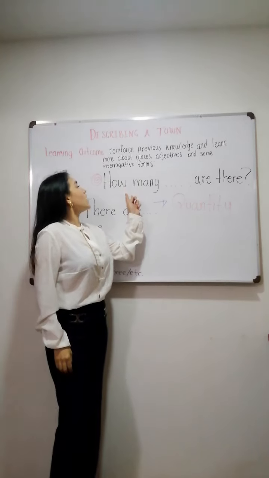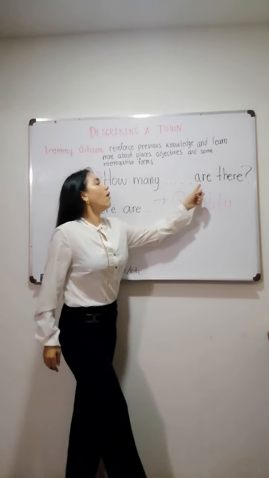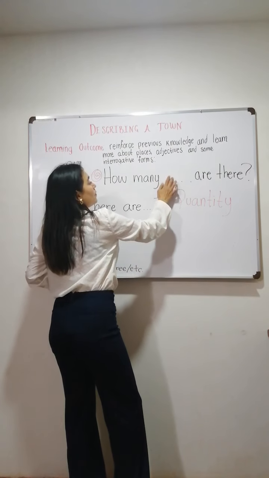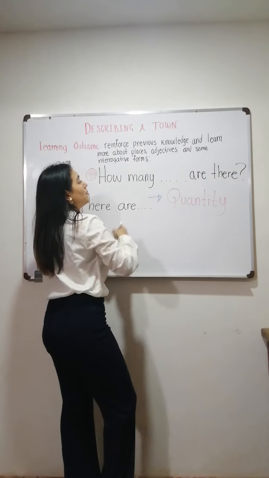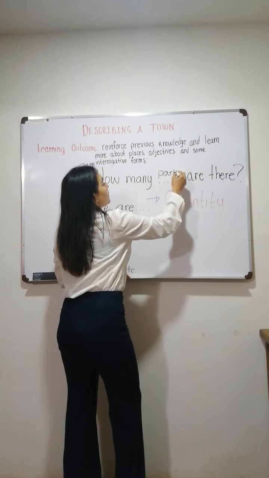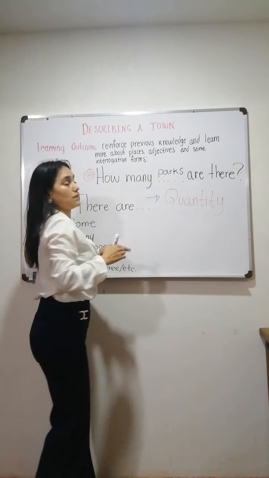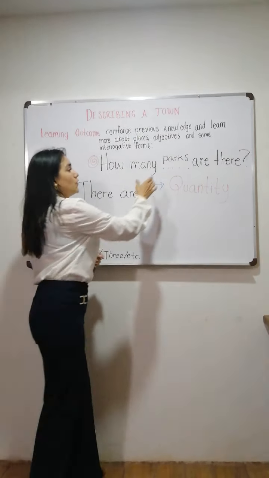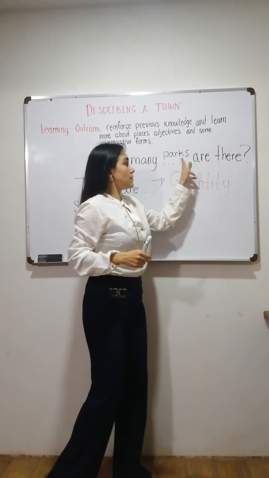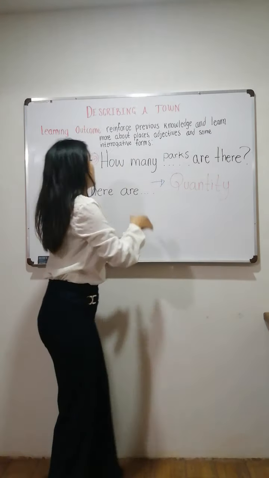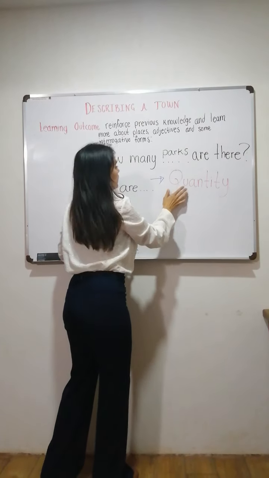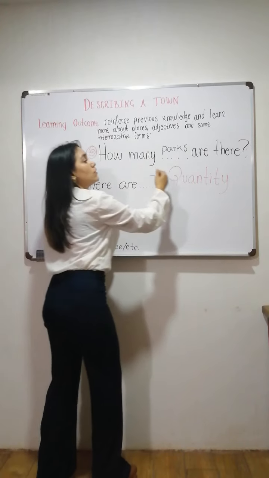Now we have the last question. How many are there? And in this part, we want to use places. Let's say an example. Let's say parks. It's just an example. You can change this word. How many parks are there? This question is to talk about quantity. Quantity. How many parks are there?